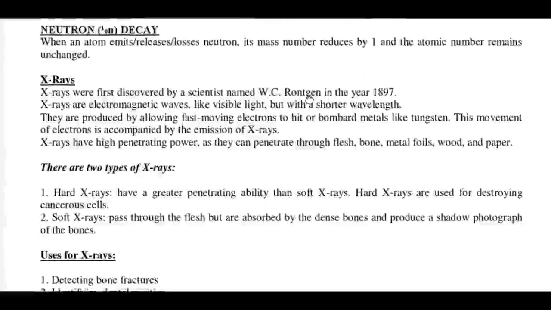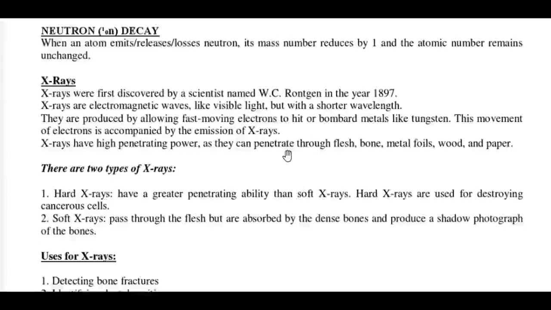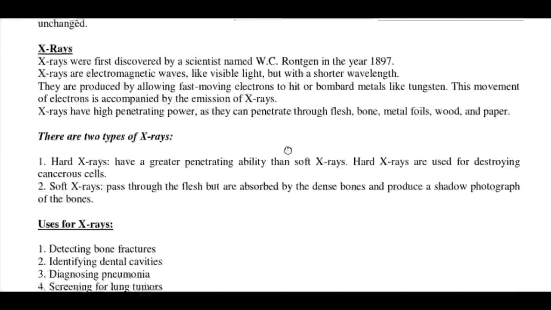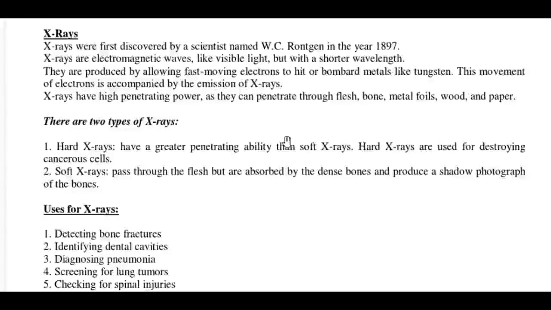So let's talk about X-rays. A lot of times we have come across X-ray, but many of us have not seen X-ray. We don't know who developed X-ray, how it came to be, but we've heard X-ray. So let's journey together briefly as we examine X-ray. X-rays were first discovered by a scientist named W.C. Roentgen in the year 1897.